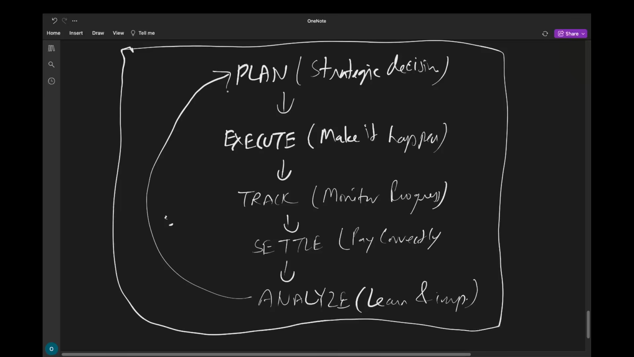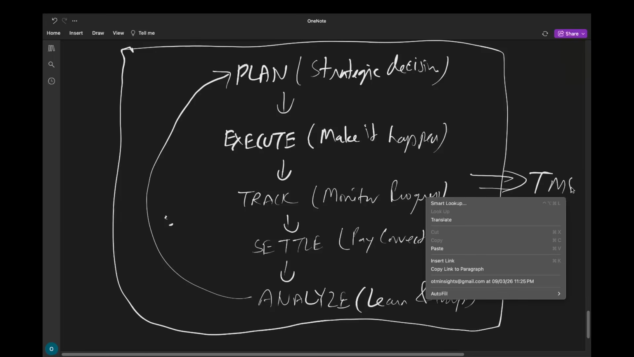And managing this complete cycle manually is extremely difficult for any company shipping more than a few orders per day. This is why the transportation management system exists.